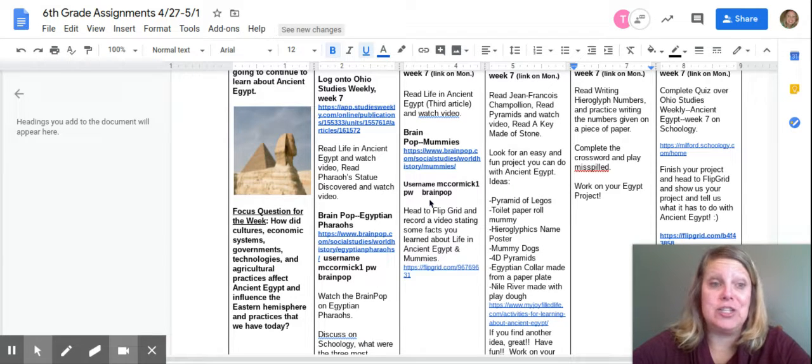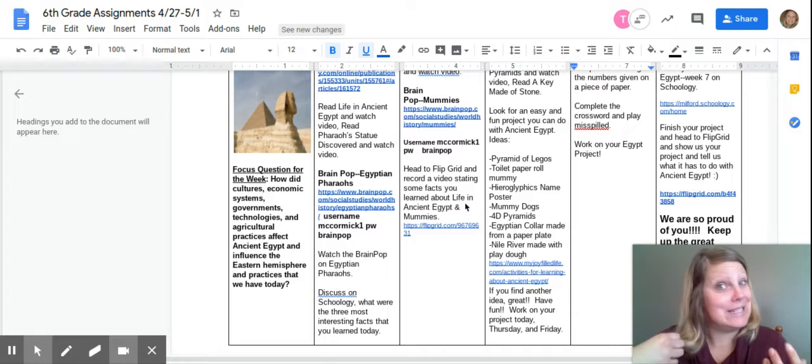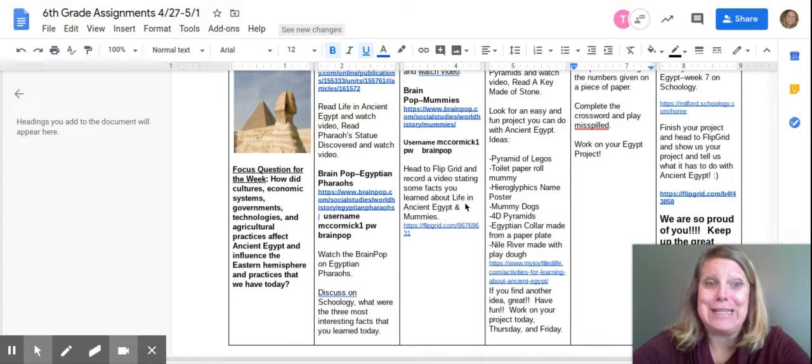I listed some ideas here. So a pyramid of Legos, a toilet paper roll mummy, just easy. Take a toilet paper roll, wrap it, put eyes on it. Hieroglyphics name poster. Maybe use the hieroglyphics and write out your name on a poster. Mummy dogs, that is kind of making mummies with hot dogs and crescent rolls. Make a 3D pyramid. You can make an Egyptian collar from a paper plate. Again, I saw that. I thought that was a creative and easy idea. Nile River made of Play-Doh.